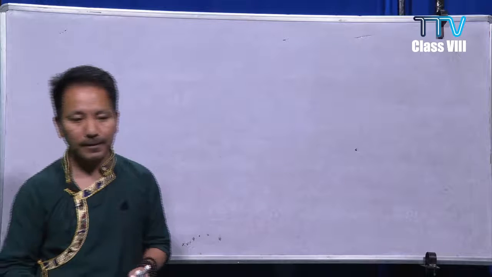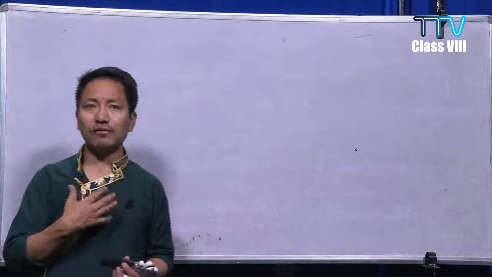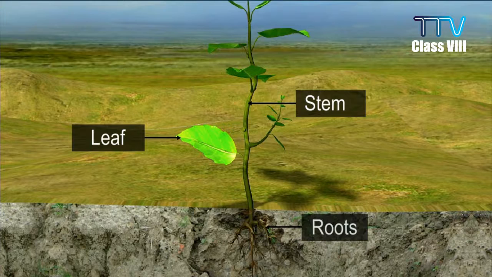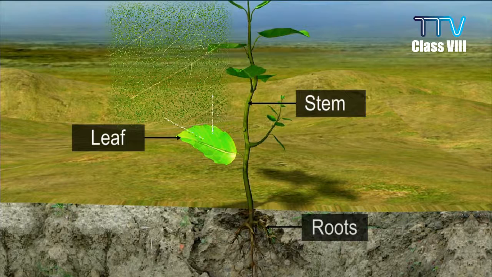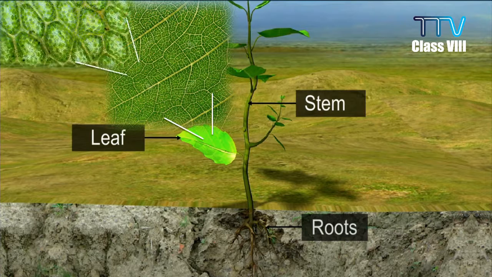Do plants have organs? These are the organs found in the plant, the different organs. These organs have tissues, and the tissues are made of cells. They have got different tissues, right? And then these organs are made up of cells.